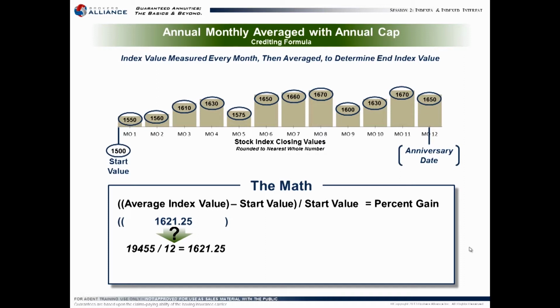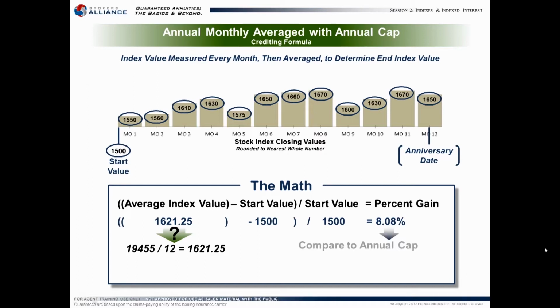But what's going on is that we're using that average index value as our ending value for the index calculation. Now, so that was 1621.25, the average index value. Now we simply subtract from it the starting value of the index. Again, that was 1500, and then we're going to divide it by that 1500 again, and that's going to give us an 8.08% percentage gain in the index in this particular example.